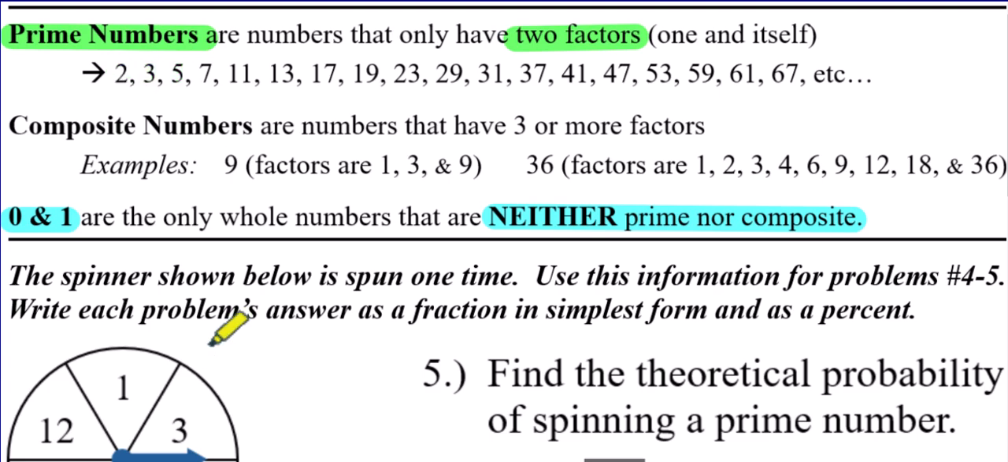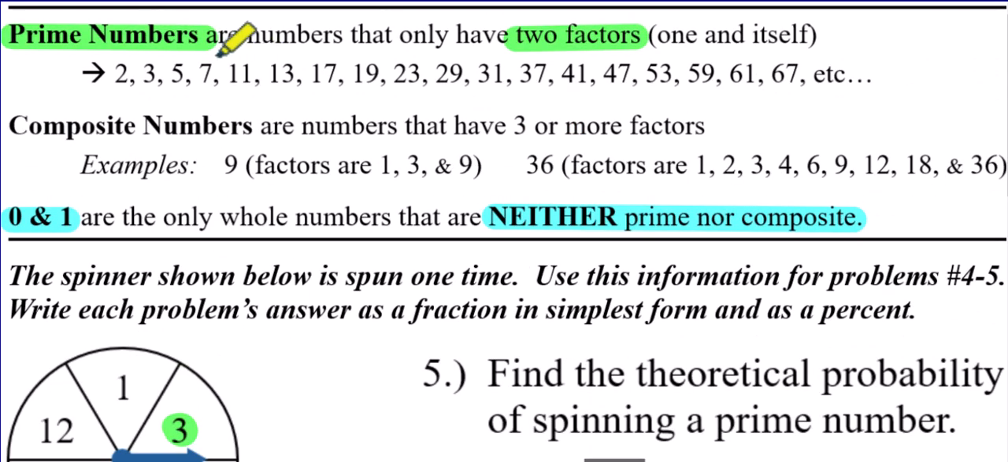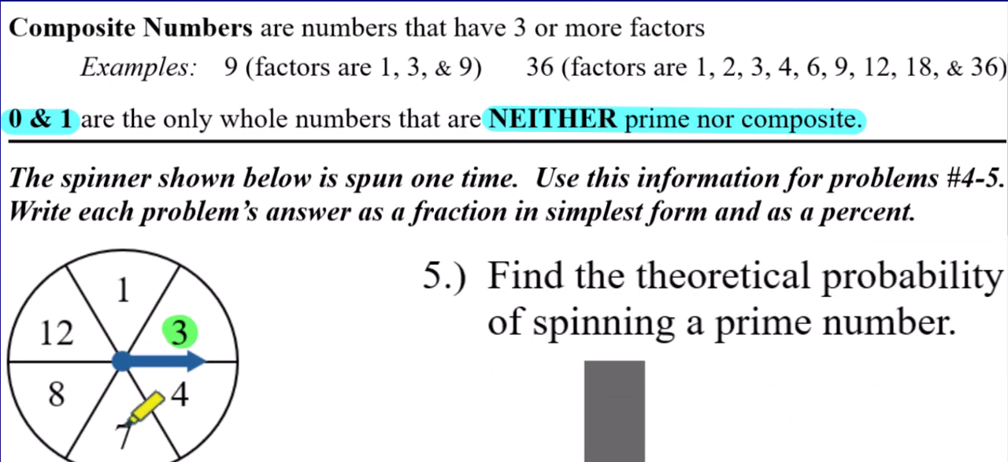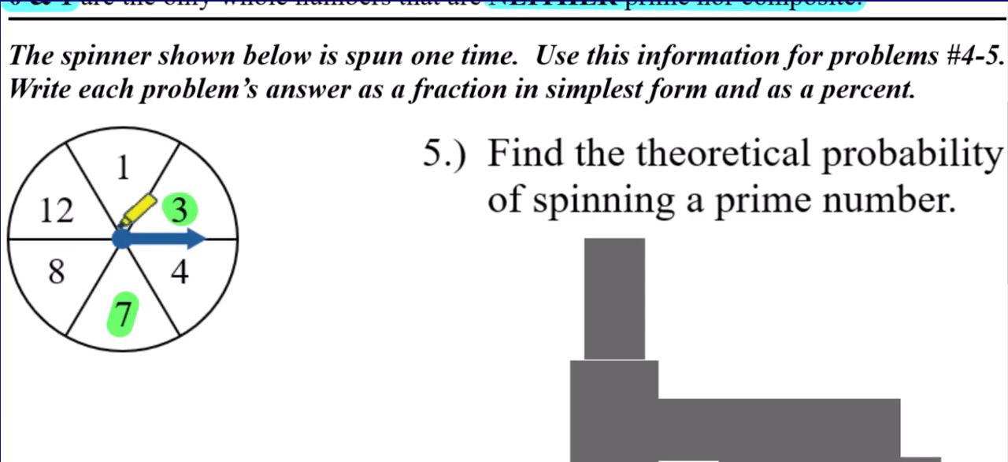Okay, so now that we know that, which numbers here were prime? Not 1, but 3 was prime. You can find it up here on the list. And 7 is prime. You can also find that up here on the list. So that was it. 4's composite, 8's composite, 12's composite. They have 3 or more factors. And 1 is not good enough even to be prime. It's neither prime or composite.